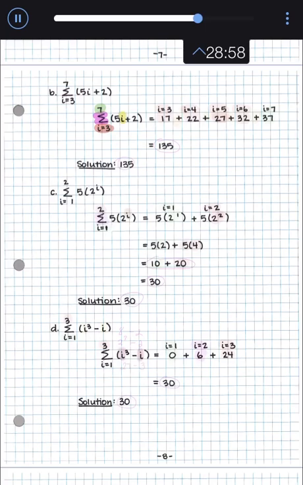If we plug in i equals 3 wherever there's an i first, we'll get 5 times 3 is 15, plus 2 is 17. Remember, we add. This is summation. We're going to keep on adding. Now we're going to plug in the next number, 4. Well, 5 times 4 is 20, plus 2 is 22. So when we plug in 4, we get 22.